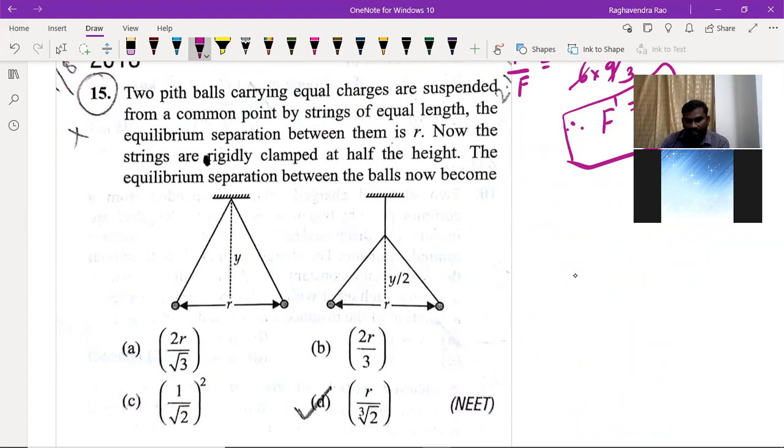If these two are initially hanging from the same point and the same charge is given, then these two spheres will get away from each other. This will exert a repulsive force on this one, and this will exert a repulsive force on this one in this manner. Now these two forces are balanced. That is called the equilibrium condition. The equilibrium condition is attained when the separation between the charges becomes R.